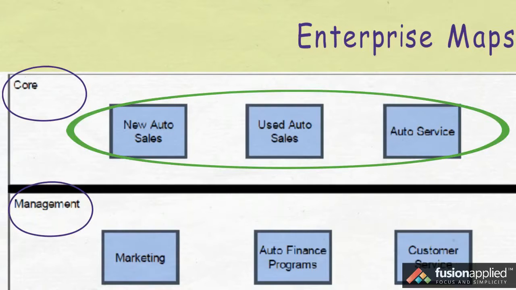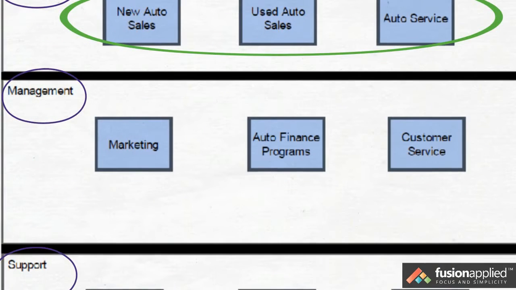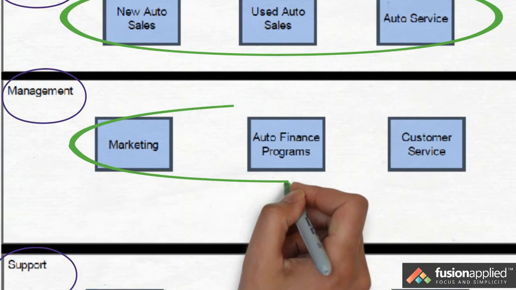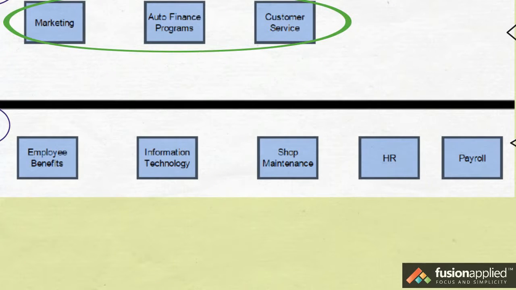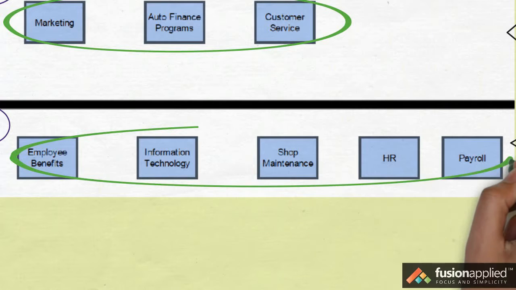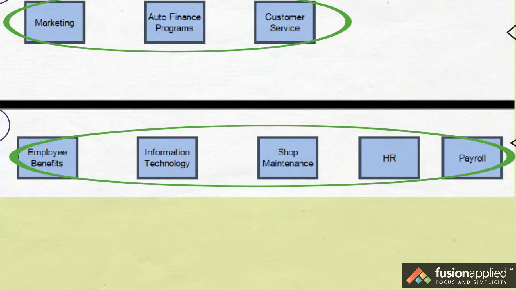sales, or auto service. The management swim lane contains process areas that support the management of the core business areas. For example, in the same auto dealership business, some of the management areas could be marketing, auto finance programs, or customer service. The support swim lane could contain process areas that could be fundamental to operating an organization. For example, what we have here is employee benefits, IT, shop maintenance, HR, payroll, etc.